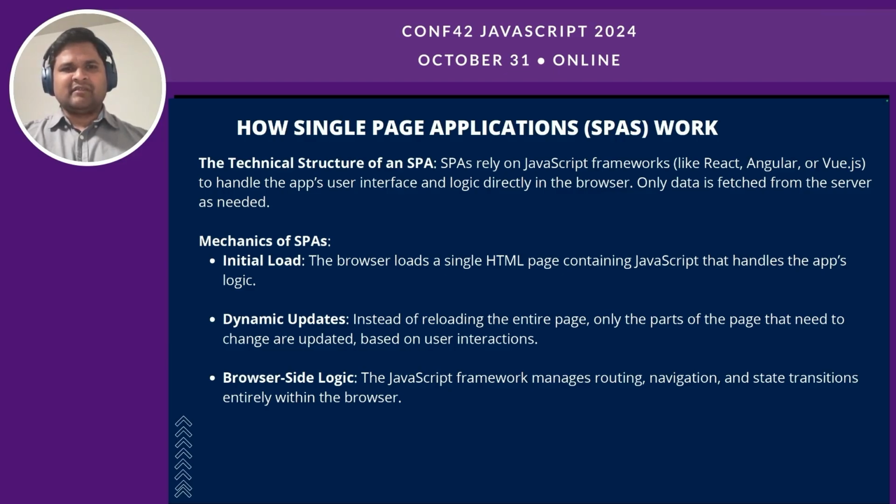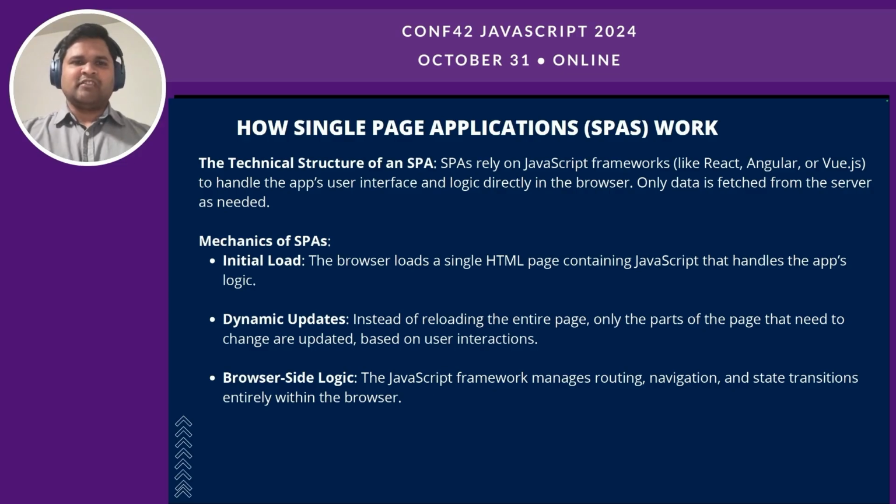SPAs use AJAX or Fetch API to send asynchronous requests to the server. These requests retrieve only the necessary data, like a specific portion of text, image, or product details, and update the page instantly without requiring a complete reload. Browser-side logic: SPAs shift most of the rendering and navigation control to the client side, the browser, which results in smoother transitions and less load on the server.